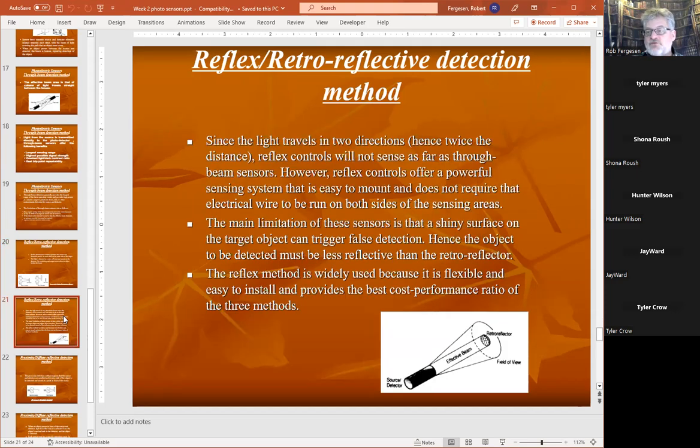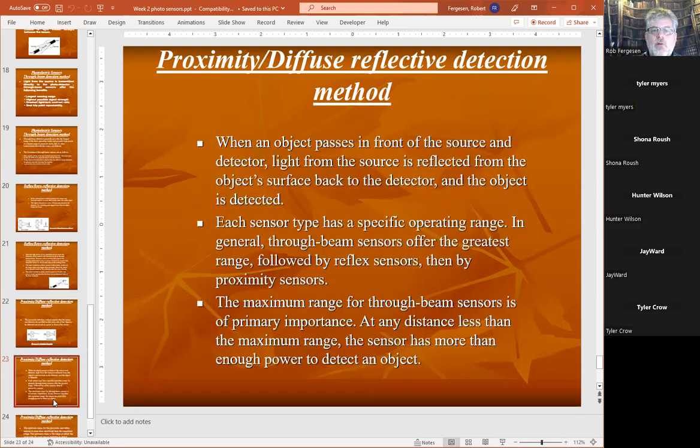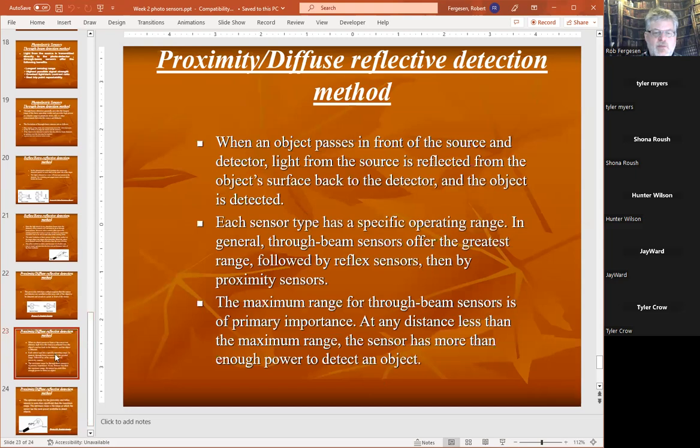It's easy to align, right? They're very reliable, and it's easy to wire. The presentation says a lot of stuff here. I'm not going to read through everything.